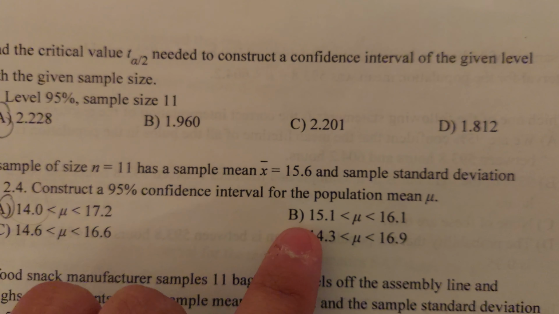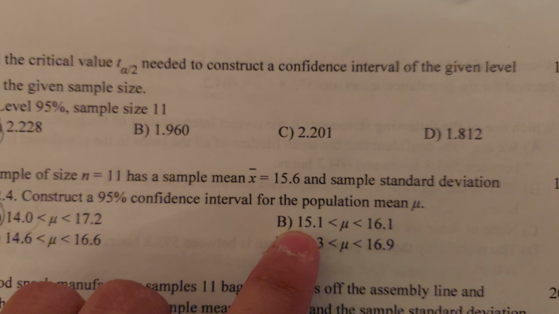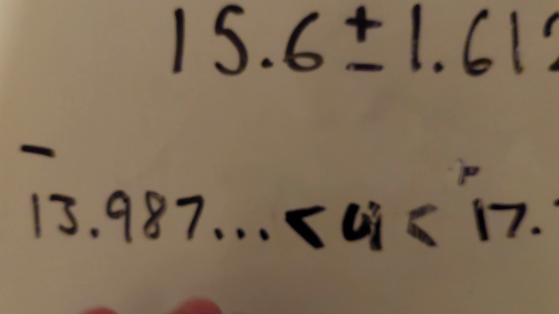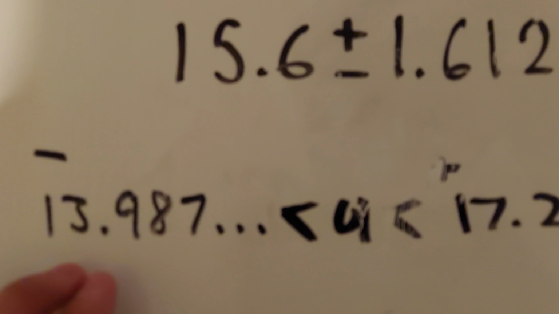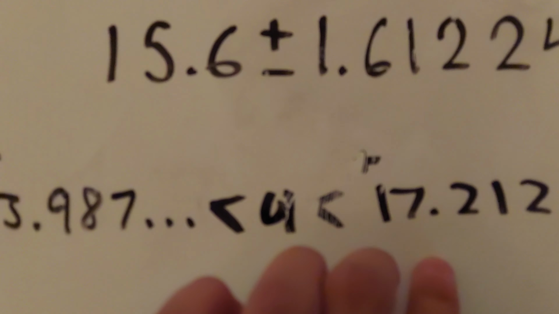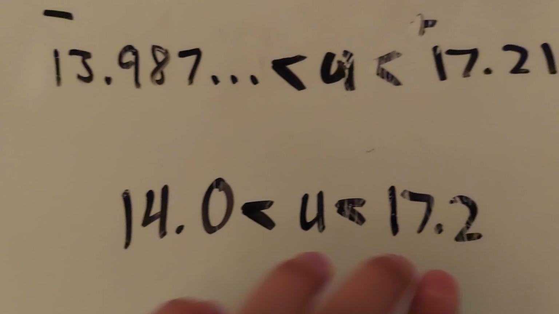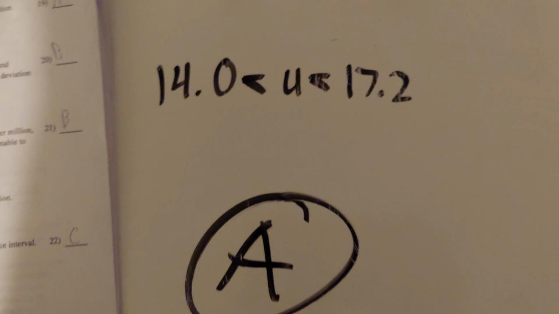Now, as shown in the homework, we have 2 whole numbers and 1 decimal place. So we're going to do that to our answer, and we're going to round it. If we do 13.9 and round that, and 17.2 and round that, we're going to get 14.0 and 17.2, which gives us the answer A, as seen here.